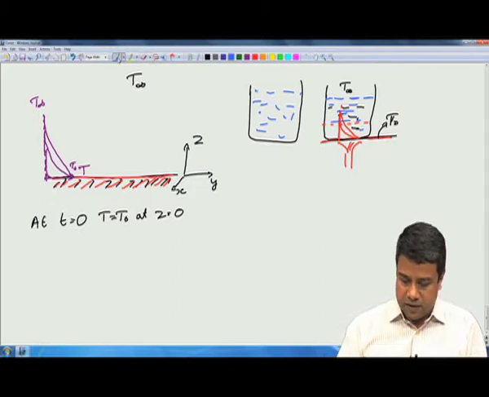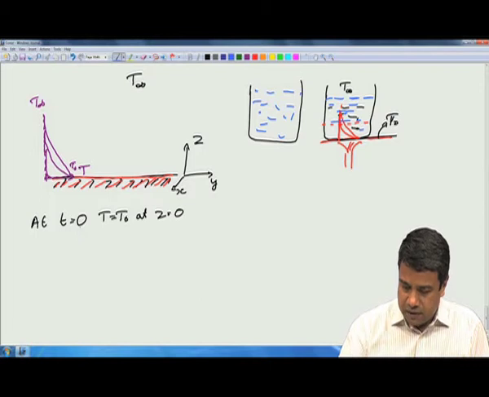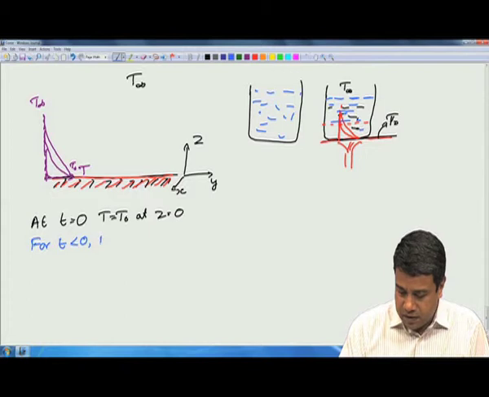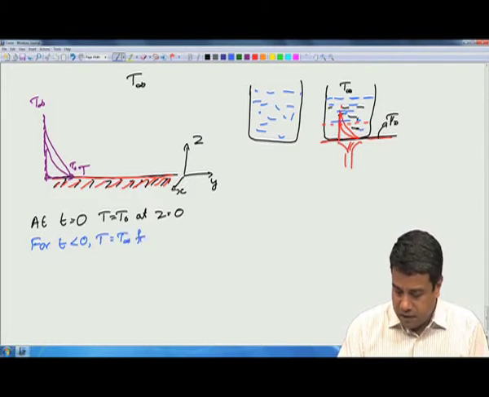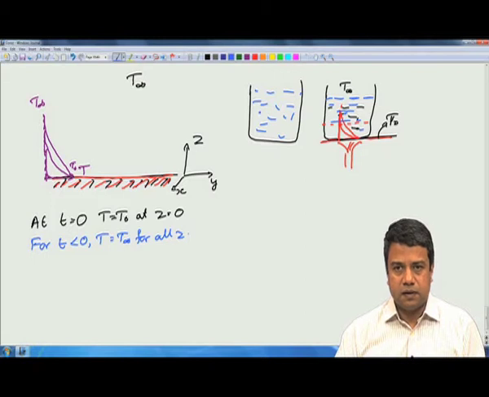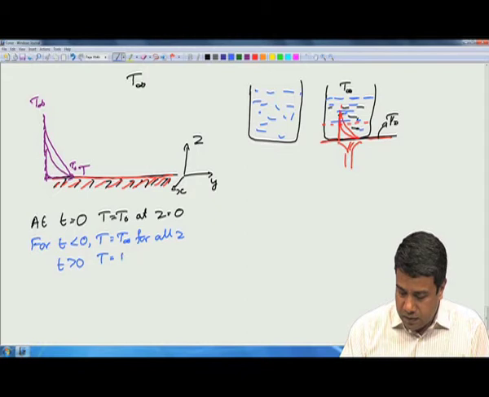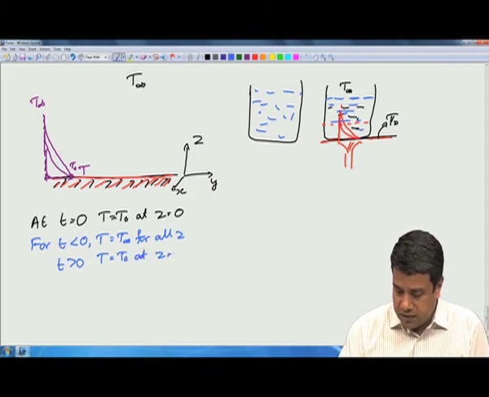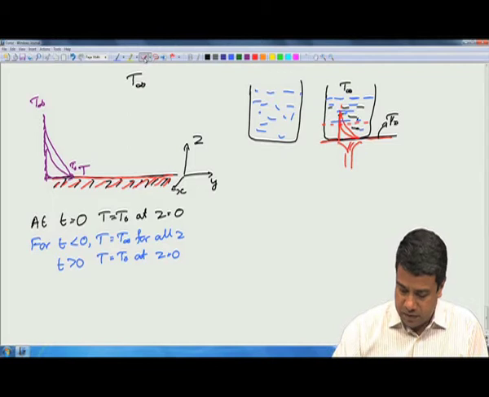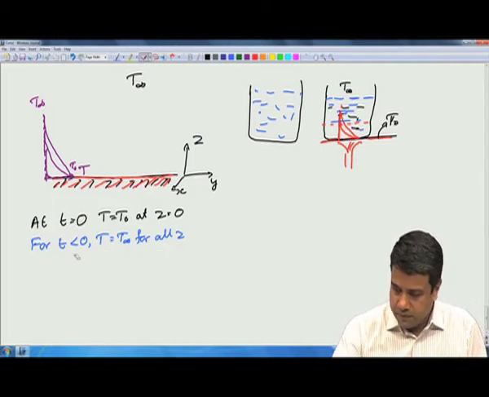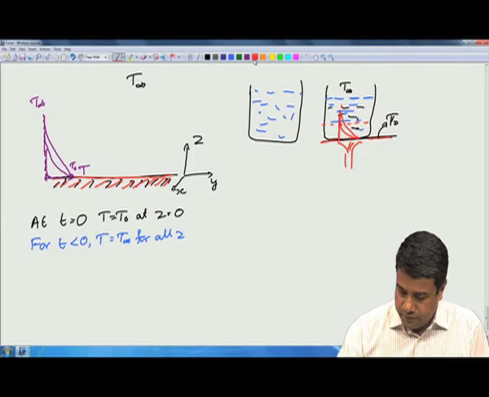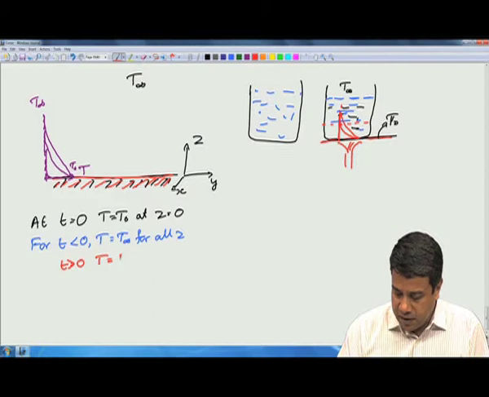So, to be more precise, for t less than 0, the temperature is equal to T infinity for all z. For t greater than 0, T is equal to T naught at z equal to 0. So that is the hot temperature. For t greater than 0, the temperature is maintained at T naught at z equal to 0.